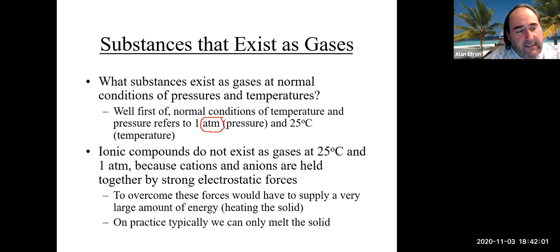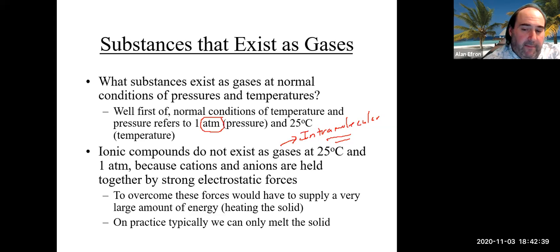Now, under these normal conditions, ionic compounds really do not exist as gases. That's because ionic compounds, which are made up of a cation and an anion, have a very strong attractive force to one another, basically that electrostatic force. That attractive force is referred to as an intramolecular force, which means within a molecule, and it's a very, very strong attractive force. Under normal conditions, we really don't find these things as gases.